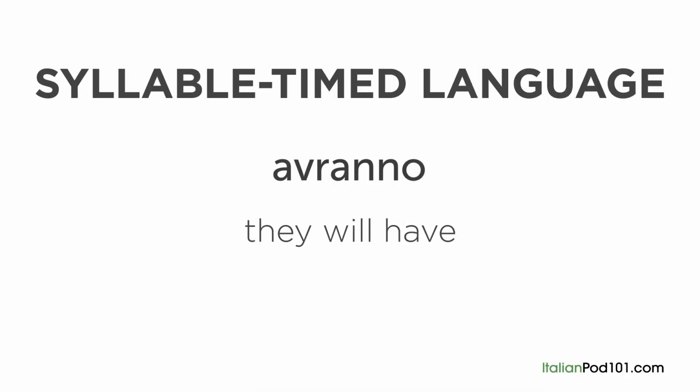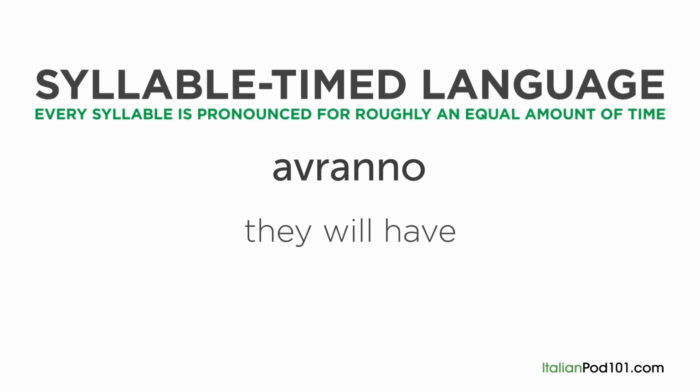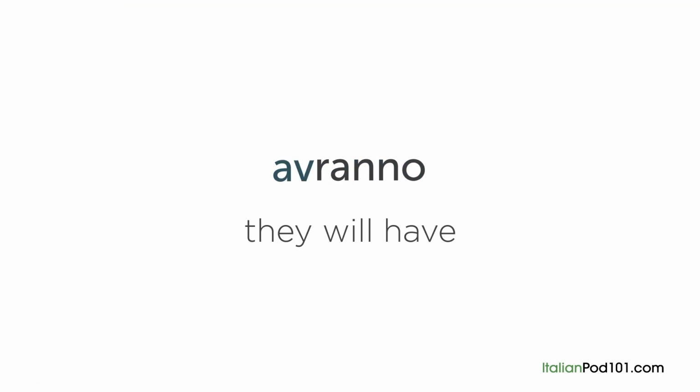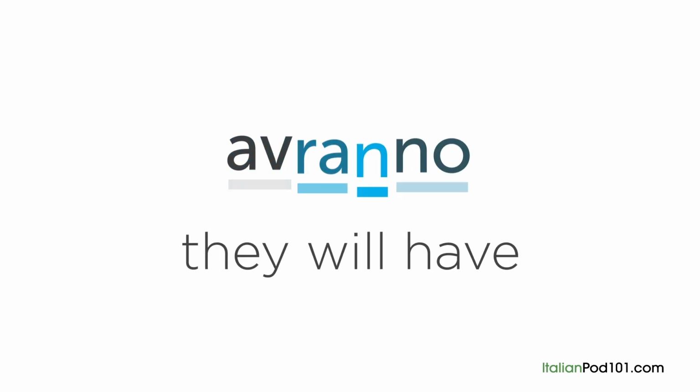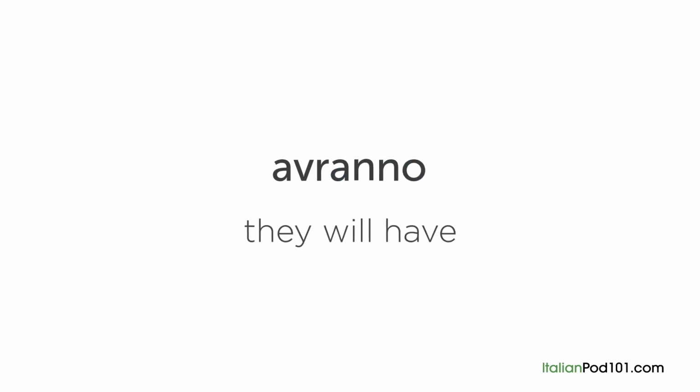Italian is what is called a syllable-timed language. What this simply means is that every syllable is pronounced for roughly an equal amount of time. Avranno. Notice how each syllable is pronounced for roughly the same amount of time? The first N is held for roughly the same amount of time as all the other syllables.